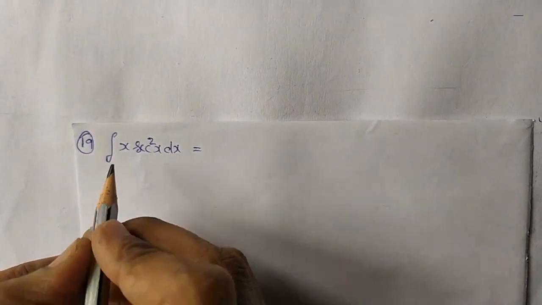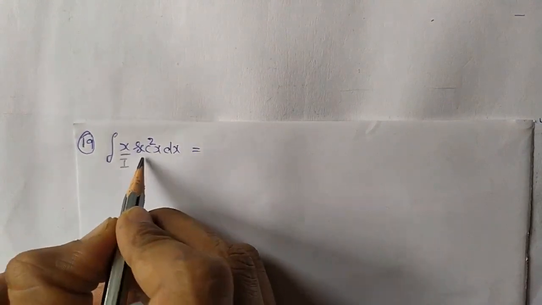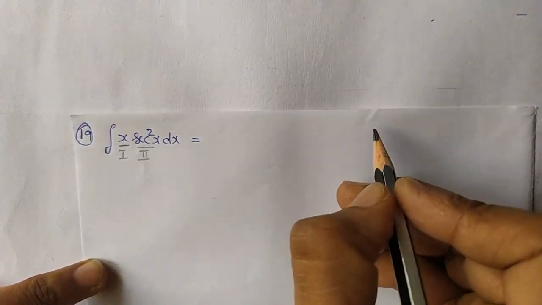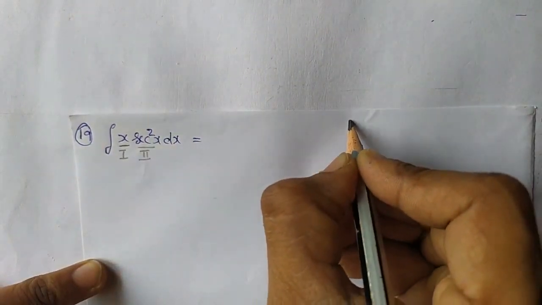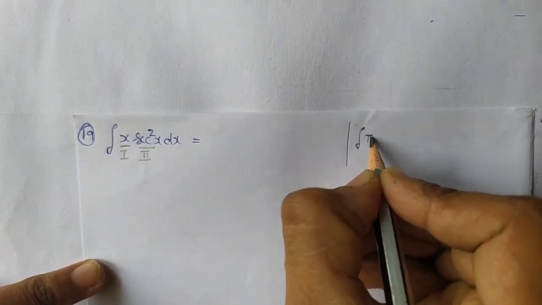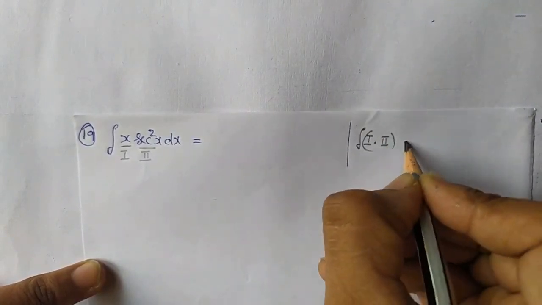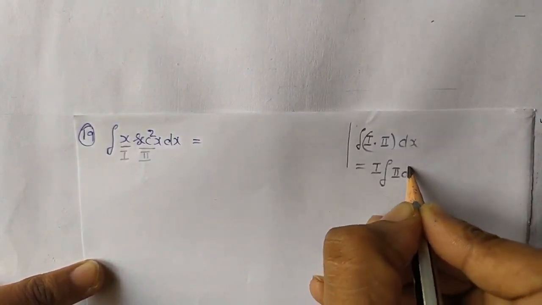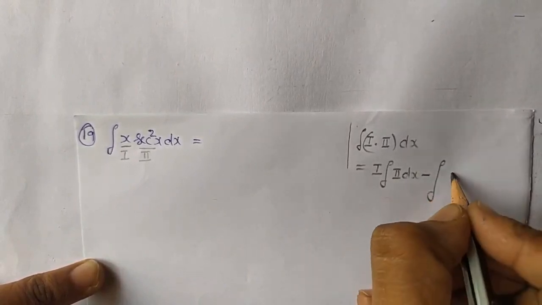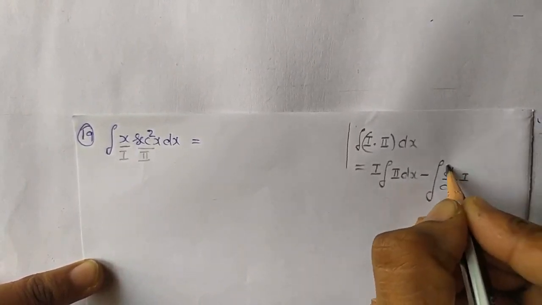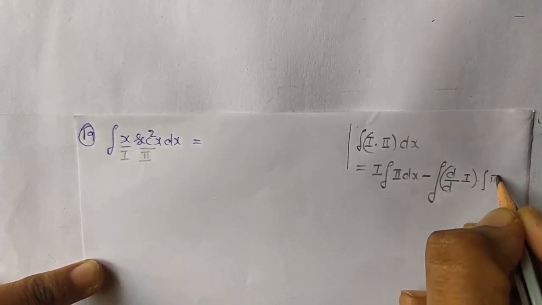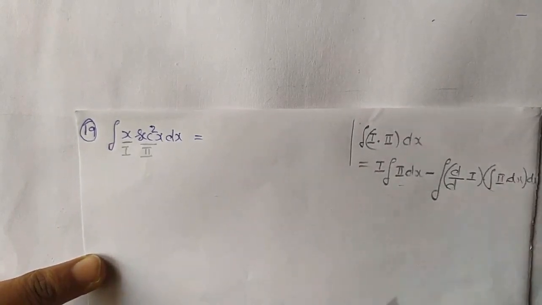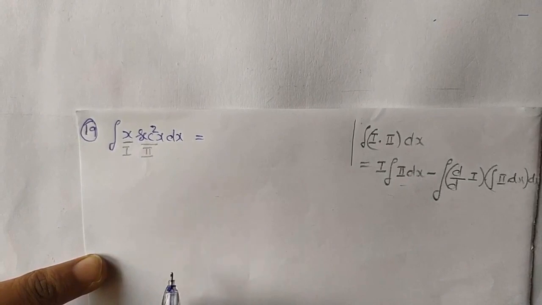So it is by using integration by parts. It is the first function and it is the second function. You need to remember integration by parts. Integration of first function into second function into dx is equal to first function into integration of second function, minus integration of differentiation of the first function into integration of the second function into dx. It is the formula we know in our integration by parts.